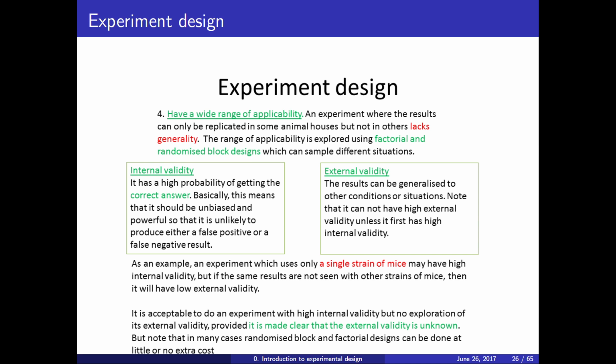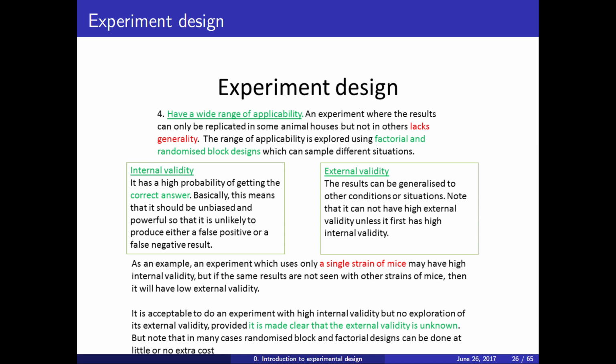And related to this, there are a couple of interesting concepts. The first one is internal validity, and the second is external validity. So internal validity guarantees that you are getting a correct answer. So if you repeat your experiment in the same conditions, you always get the same result. So that means that your results are unbiased, they are powerful, and you don't have false positives or false negatives.